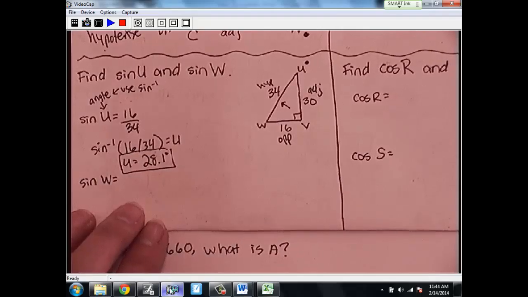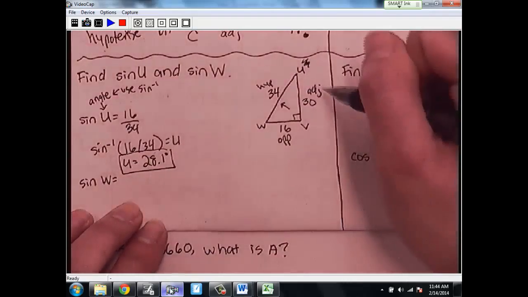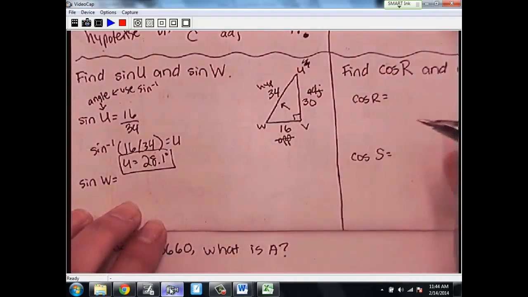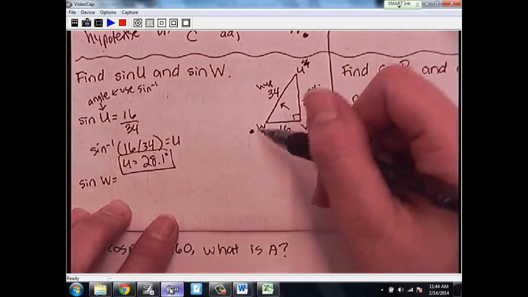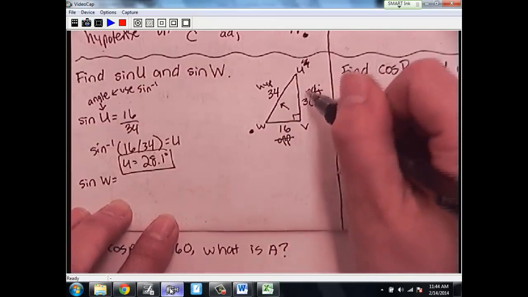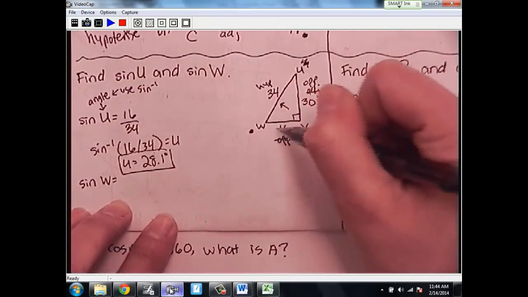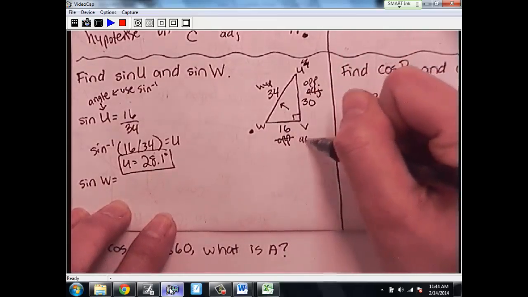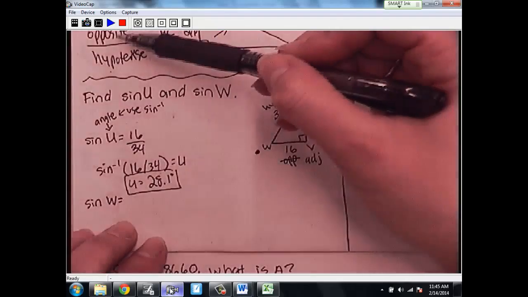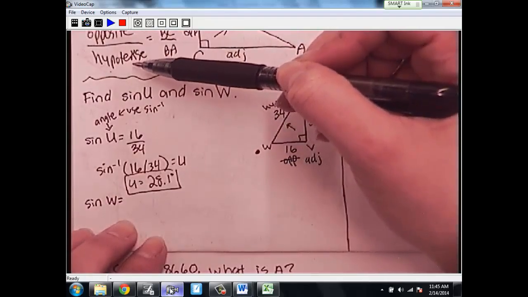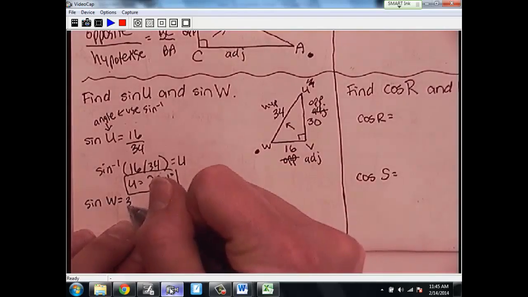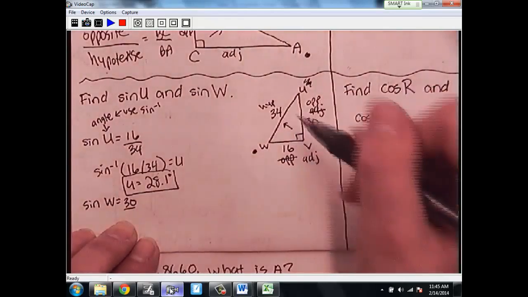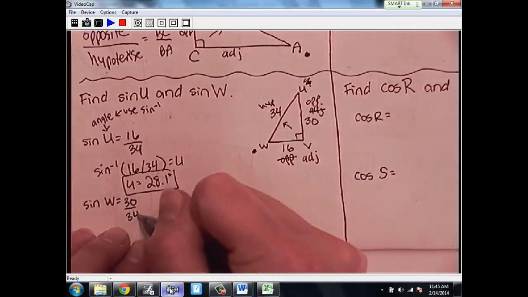And then I find sine of W. So I'm not here anymore, and this isn't going to be adjacent, and this isn't opposite. I'm at W, put my dot at W. Now this over here, this 30 is opposite, and this 16 is the adjacent side. So what's the rule for sine say? It's opposite over hypotenuse. The opposite side is 30. The hypotenuse is 34.